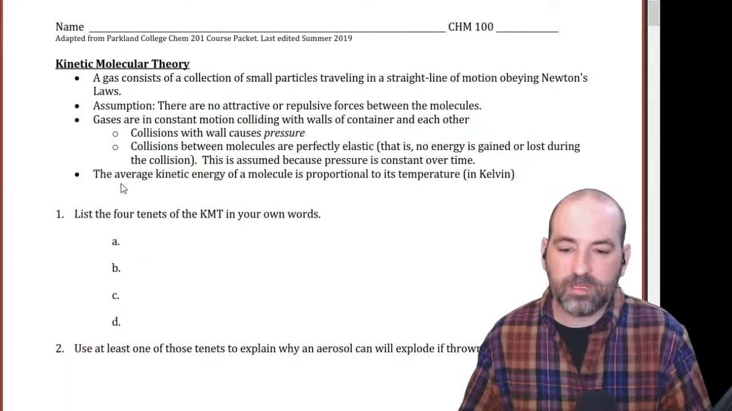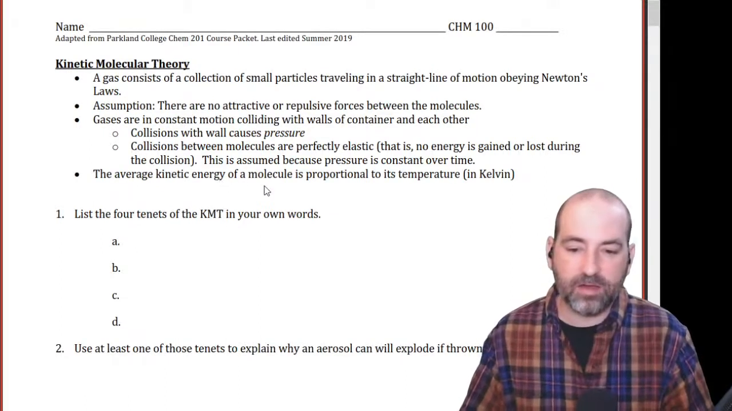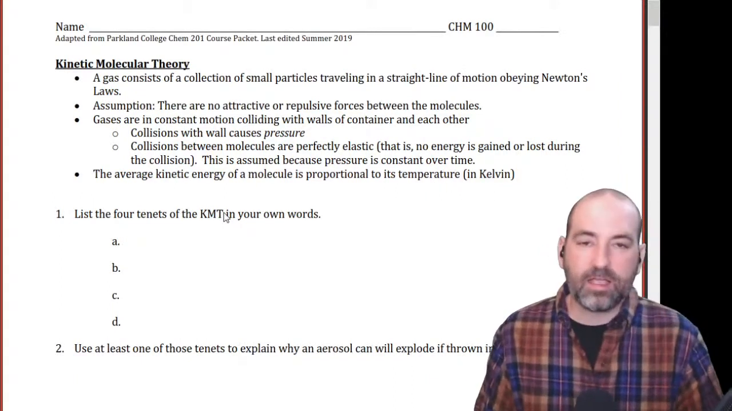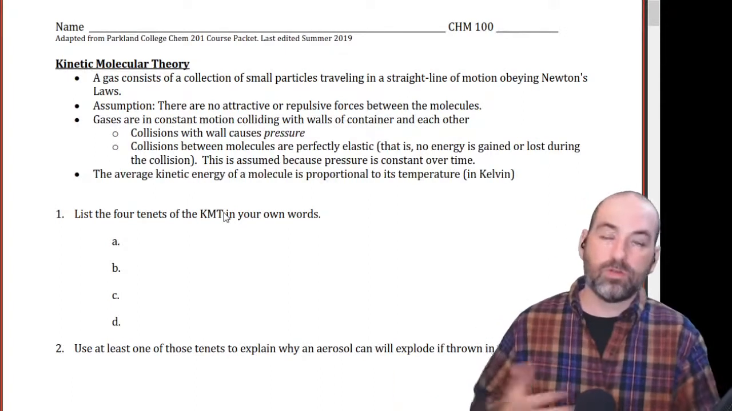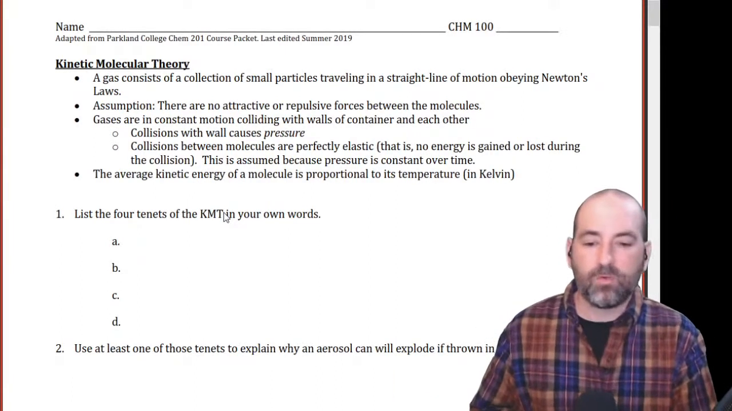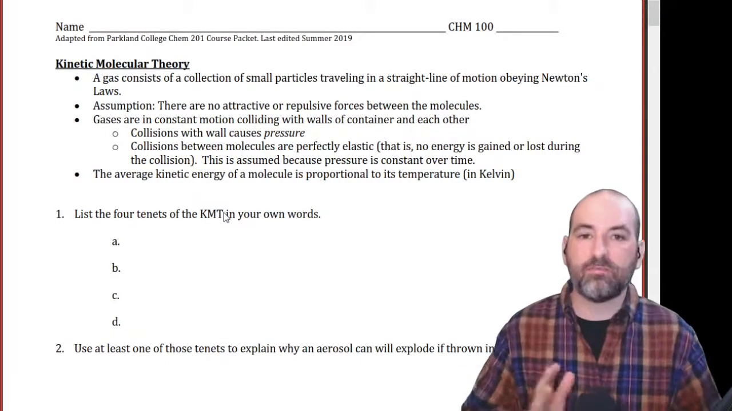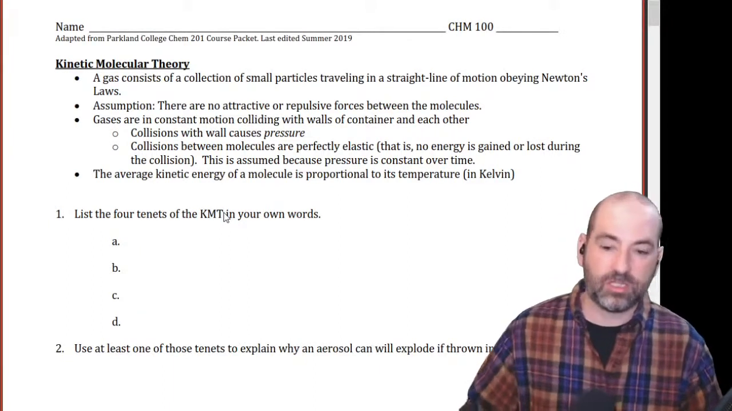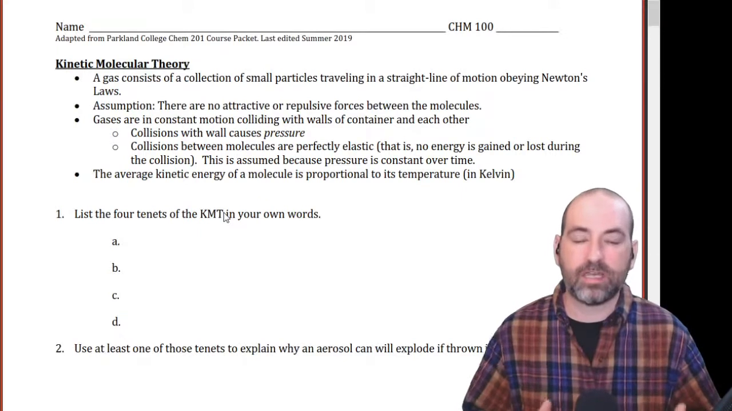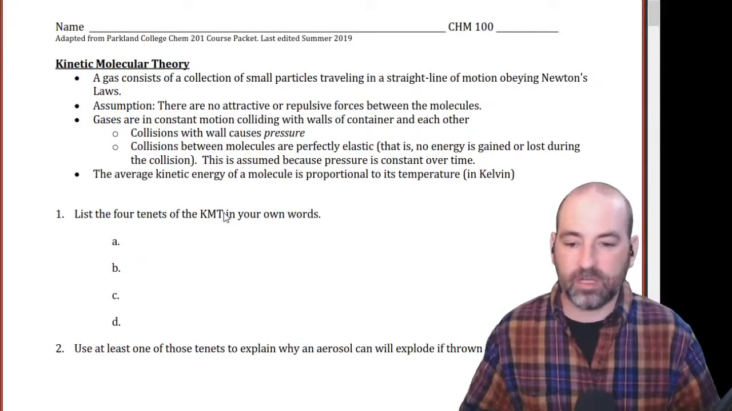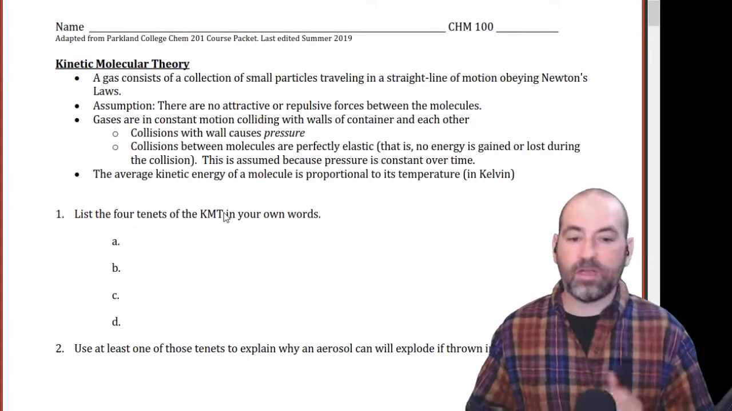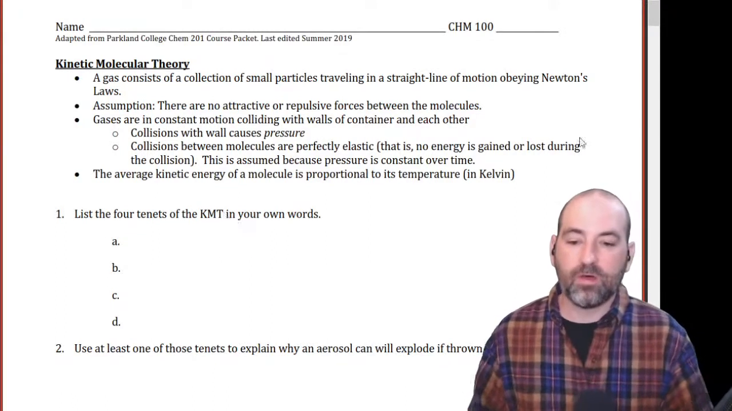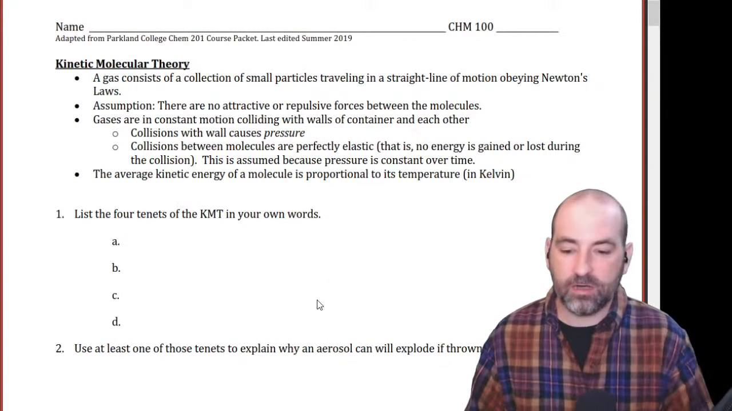The last part of the theory is that the average kinetic energy of a molecule is proportional to its temperature in Kelvin. So let's talk about that one for a second. When we talked about energy two units ago with chemical reactions, we talked about how there's kinetic energy, the energy of motion. Things that are in motion have kinetic energy, and things that are stationary have potential energy. The energy inside chemical bonds was an example of potential energy. But in gases, all the energy is kinetic energy because the particles are constantly in motion. And so the higher the temperature, the more kinetic energy there is.